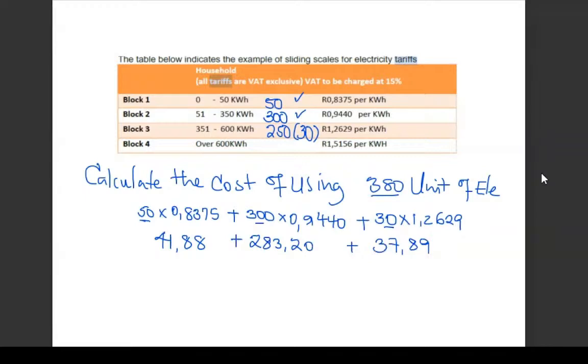So I add everything up. I end up having 362 rands 97. It's not the end. Why? We need to include VAT, times 1,15. So your final answer becomes 417.42, 417 rands 42 cents. So this will be the cost of using 380 units.